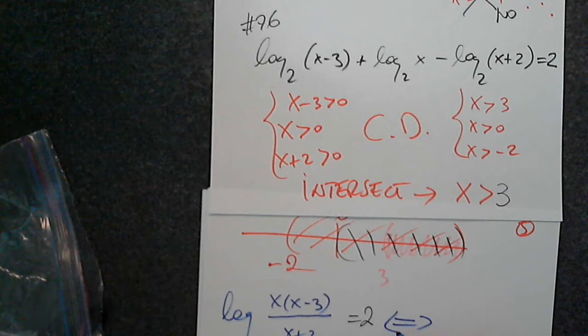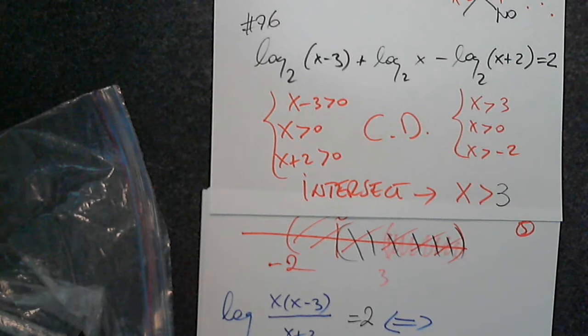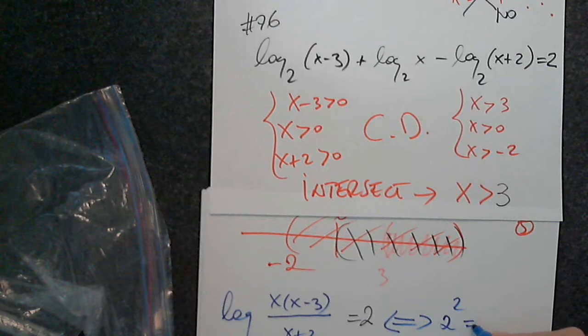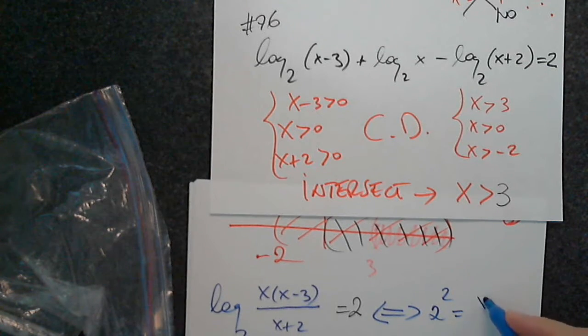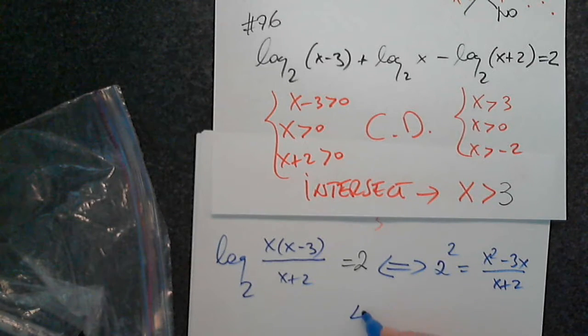And now we want to change this into an exponential equation. Do we all understand this condensing part? Alex? Okay. So then please change this for me into an exponential equation. Yes. Equals x squared minus 3x over x plus 2. So then this is 4 equals x squared minus 3x over x plus 2.